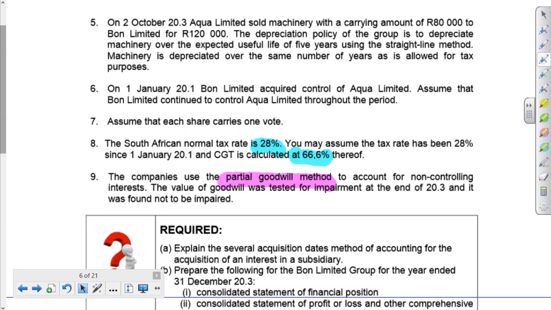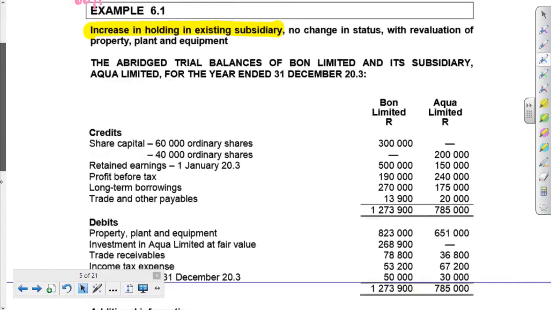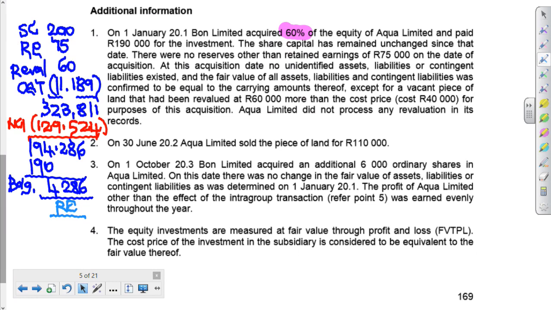This part so far is what we already knew how to do last year. Then it says, on the 30th of June 2002, Aqua sold a piece of land. Aqua sold the land for 110. So this relates to that on-acquisition item we had over here. We had a reval with a CGT, and it was land, so there would have been no depreciation or anything like that. So when they sold the land on 30 June, that was beginning of year. Do you agree?